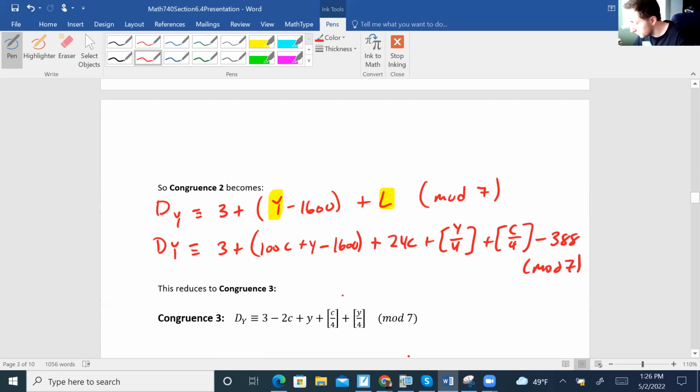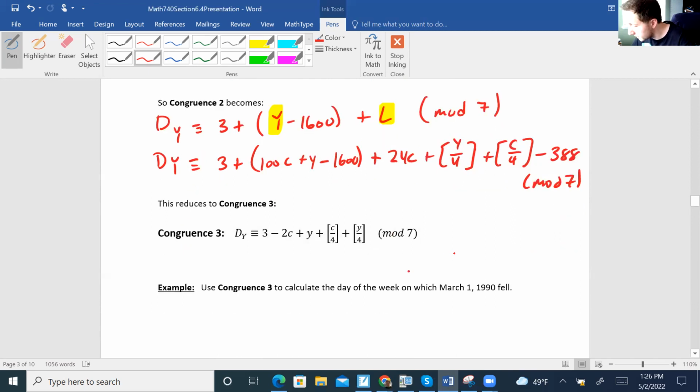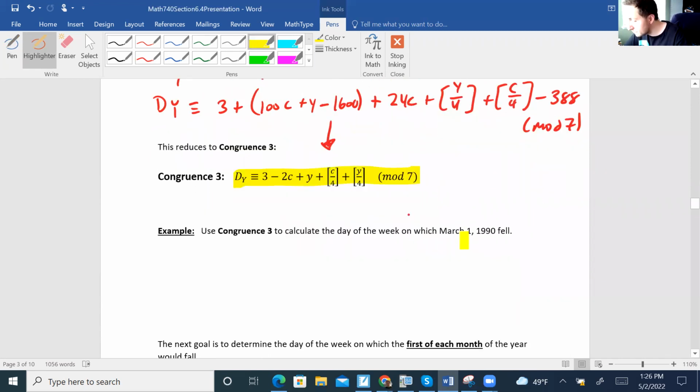And then if you do a little bit of reducing and you simplify the numbers mod 7, we end up with this expression. So this would be probably the simplest way of calculating the day number of March 1st of any given year without having to actually plug in the year number from scratch. We could just plug in the number of centuries and the number of years past the century, and the numbers just work out to be a little bit smaller.